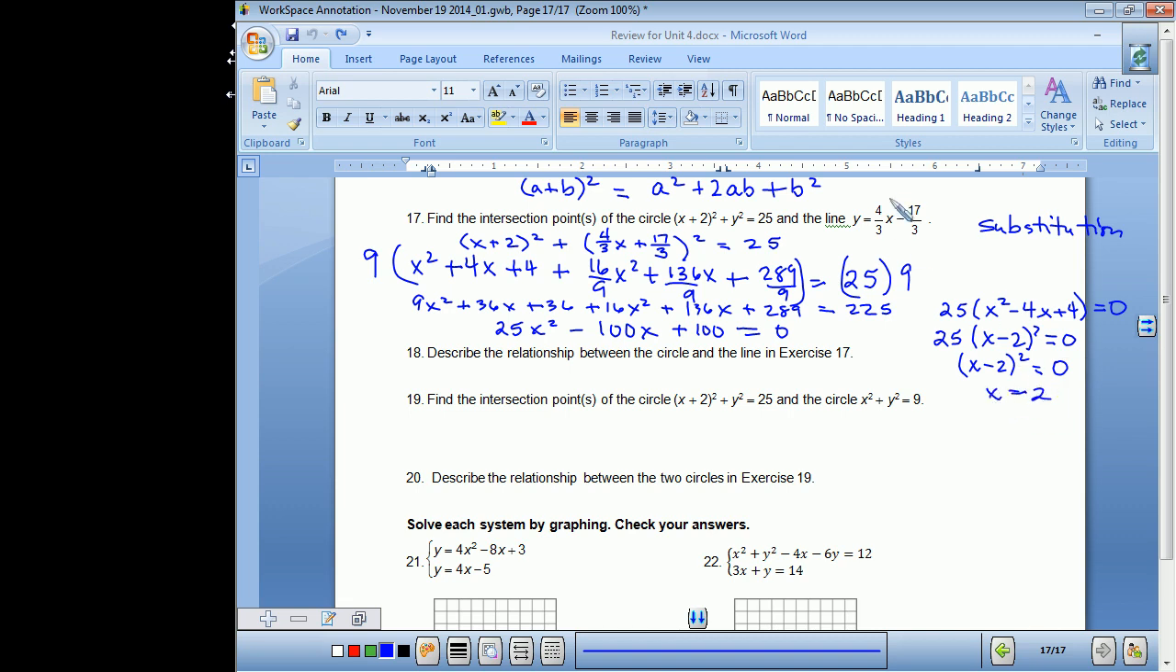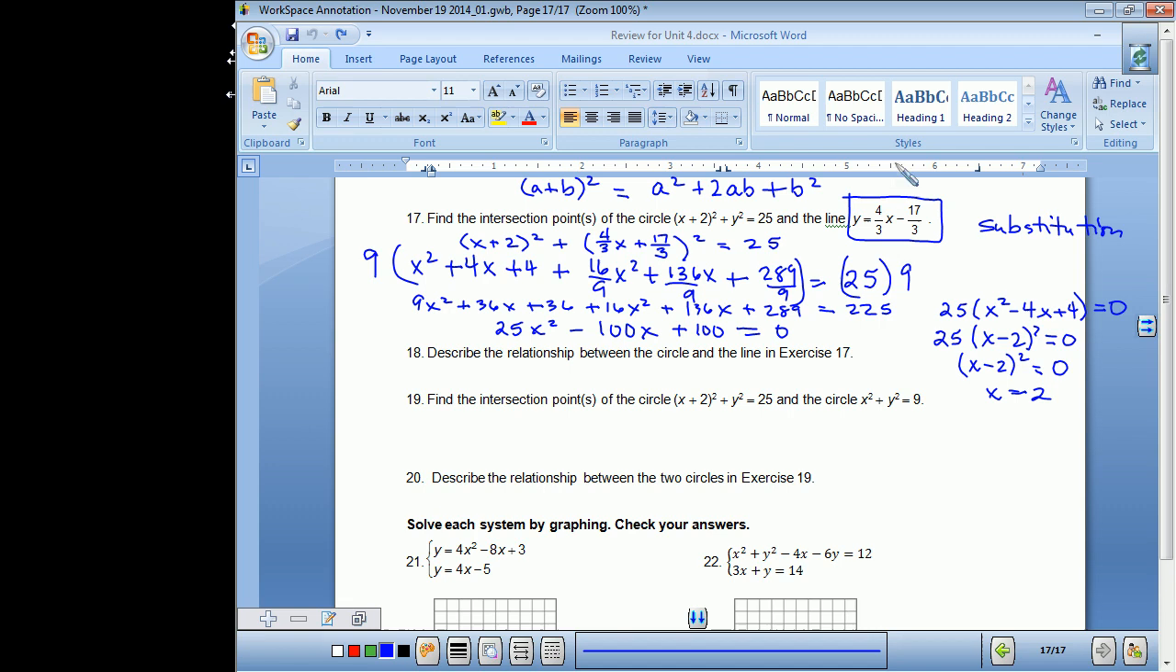Plug back into your simplest, and we end up, no, you can't plug back into the simplest. You must plug back into the line. Why? Because we might get erroneous answers if we plug it into the circle. You must plug it into the equation of least degree. So it's got the smaller degree, yes. So it's got to go back into the line.